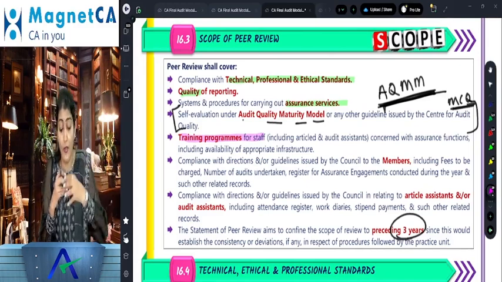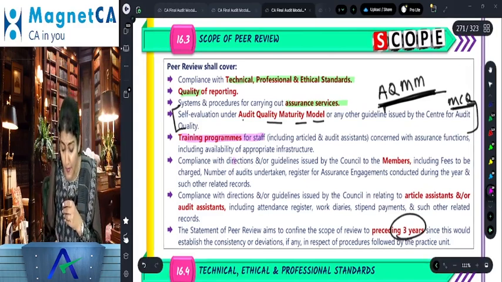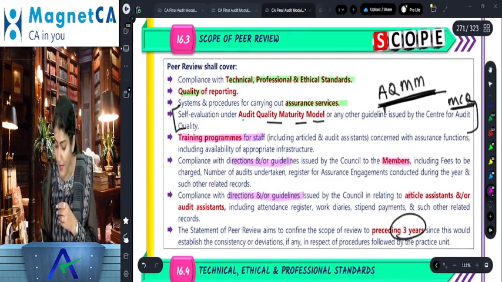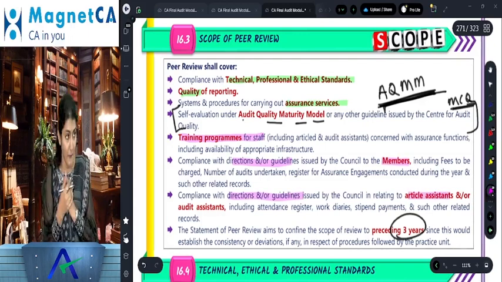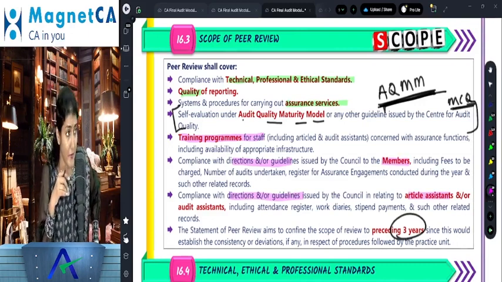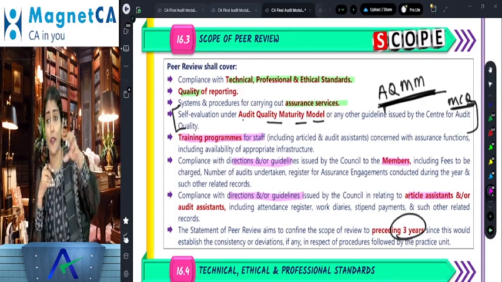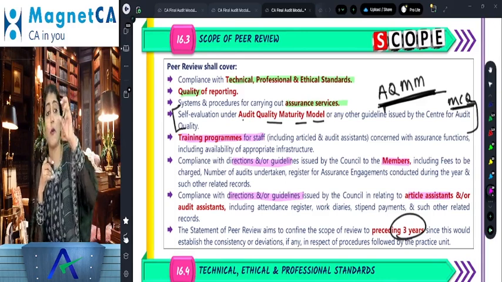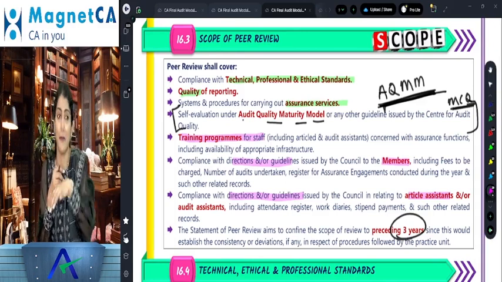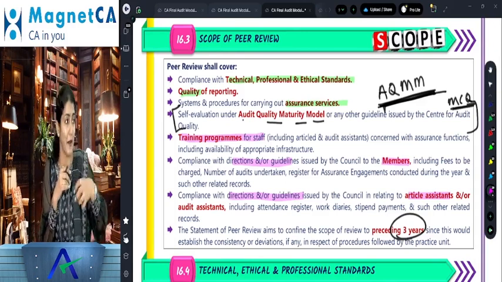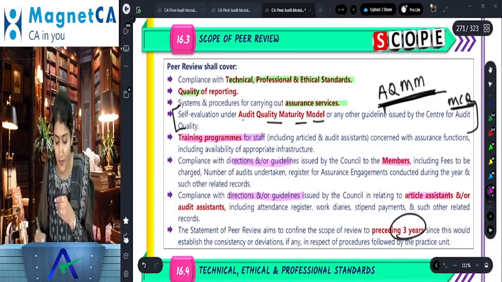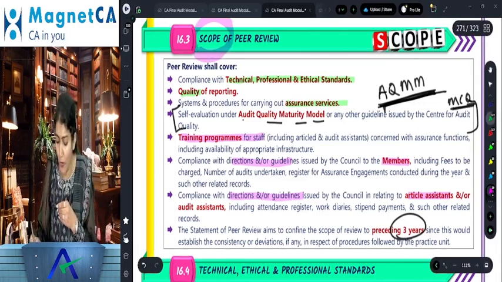Yes. Then the reviewer will also check the compliance with the directions and guidelines for the members, and also the directions and guidelines for the articles. Like there is a restriction on the number of tax audits to be accepted, 60. So the reviewer will check that you have not accepted more than 60 tax audit assignments. Then the article stipend is to be paid every month, so again the reviewer will check whether the stipend is being paid every month. All this is covered in the scope of the peer review.